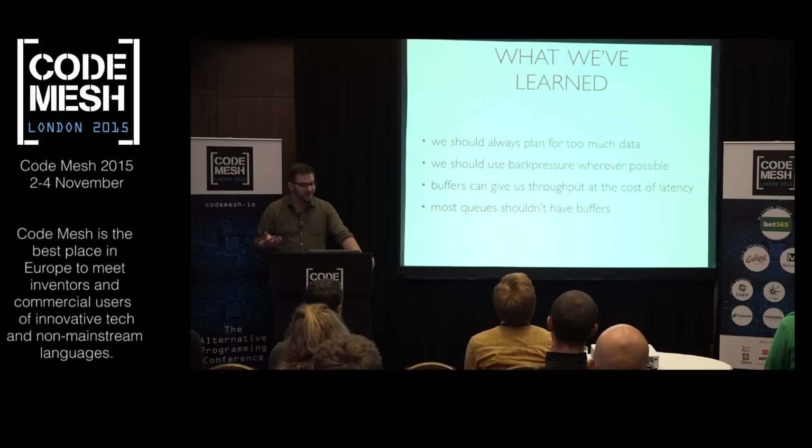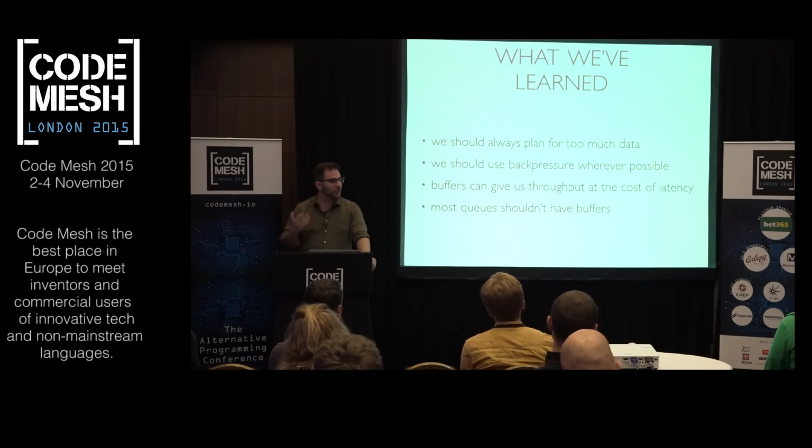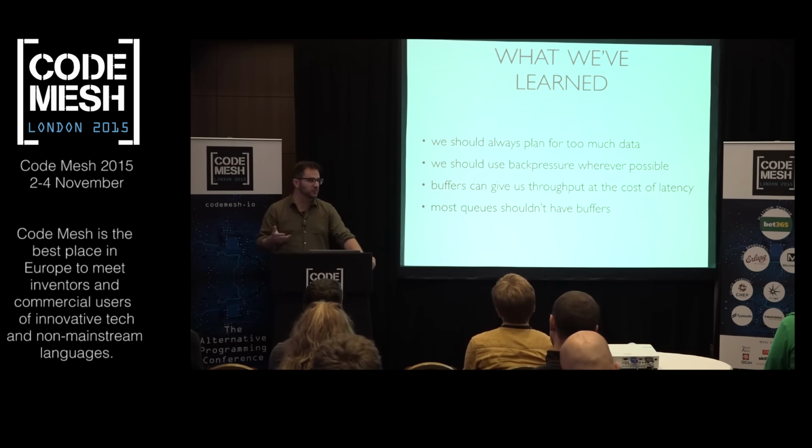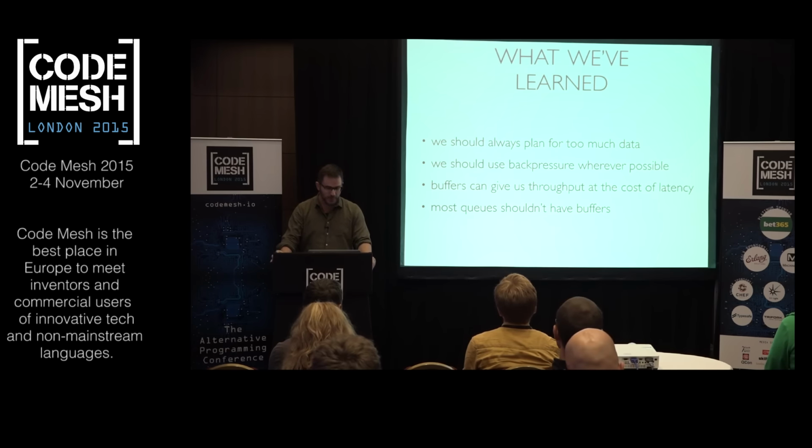So what we've learned so far is that you should always plan for too much data. This is going to happen. You should know what you're going to do. We should use back pressure wherever possible, because that is the most neutral choice. It allows somewhere else in the system to make that decision. And in practice, that decision should be made in one place. We don't want to have a lot of different dropping or rejection strategies interacting with each other. We should have it defined in one place, which makes it easy to change, easy to understand.